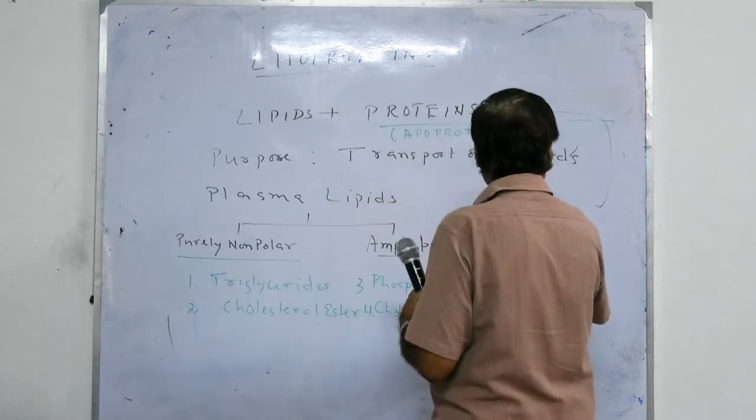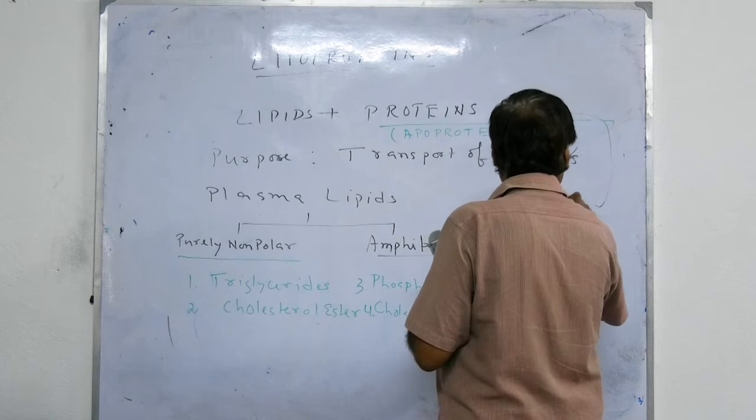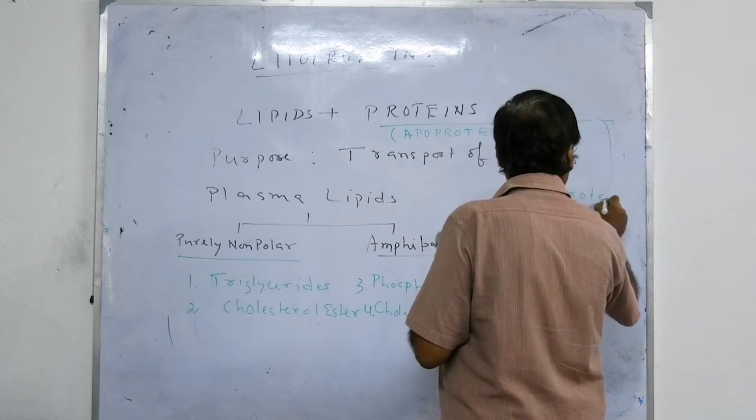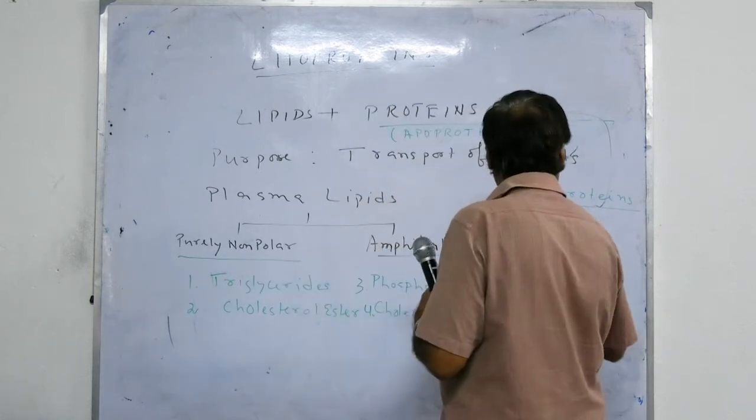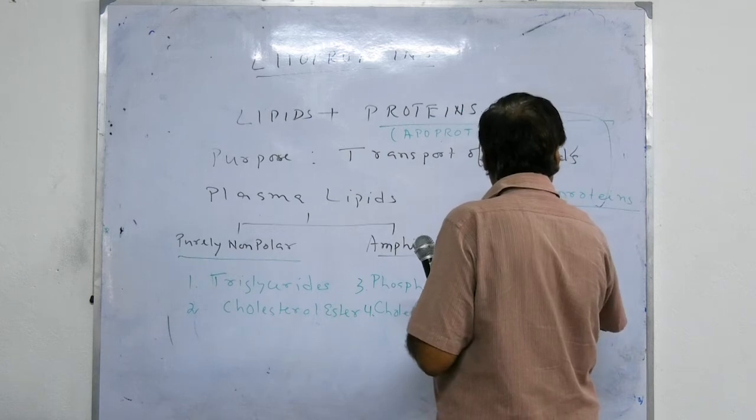Now what are the apoproteins present in the lipoproteins? Name the apoproteins present in the lipoproteins. What will be the answer? Your answer will be A, B, C, D.